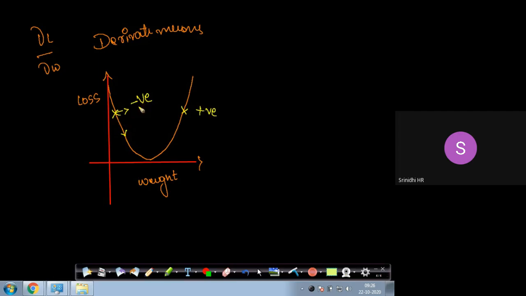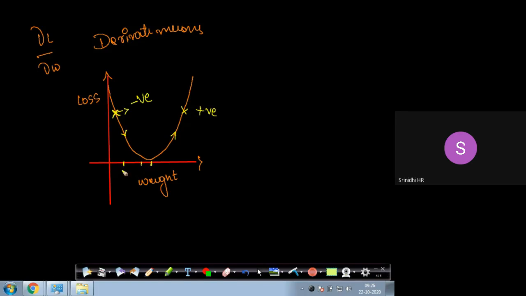Mathematically, it is different. Generally, if I see the slope here, the value is increasing, so I'll say that the slope is positive. If you observe, let's say my loss value occurred at this point. What do I do? I'll be increasing the weight here. So I need to update my weight.